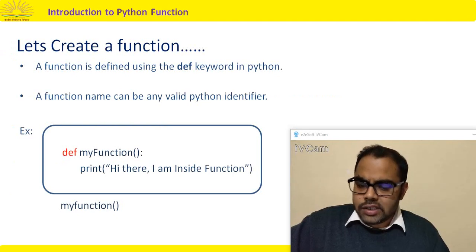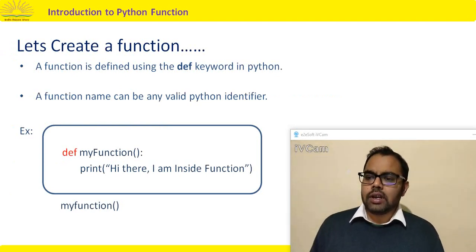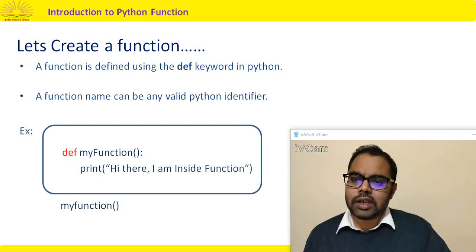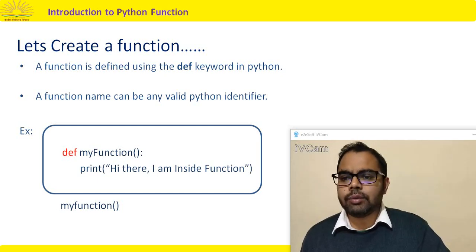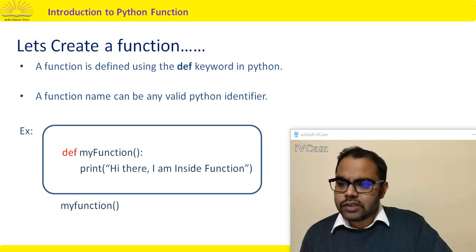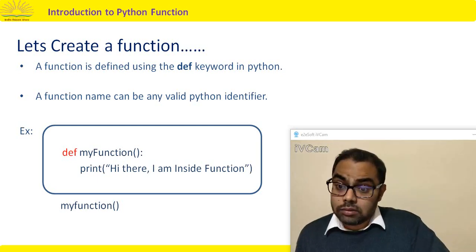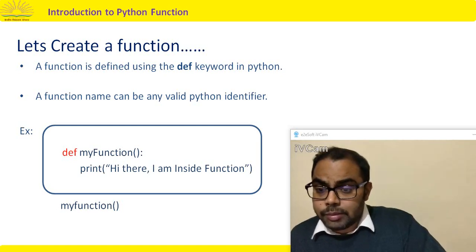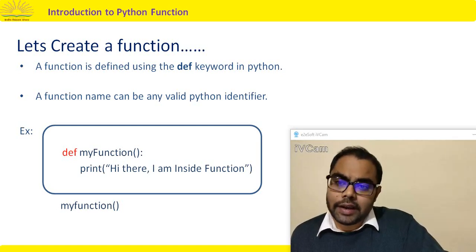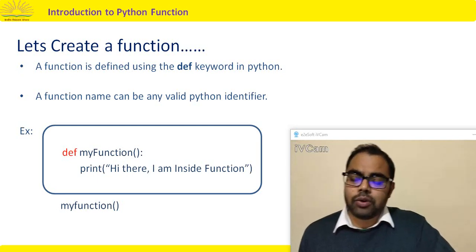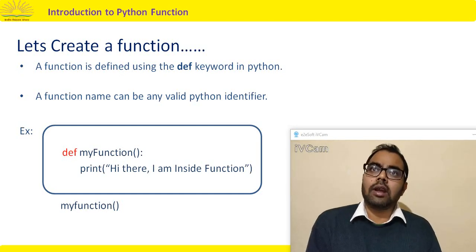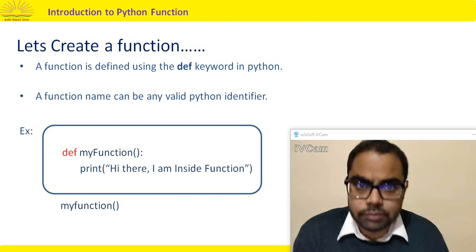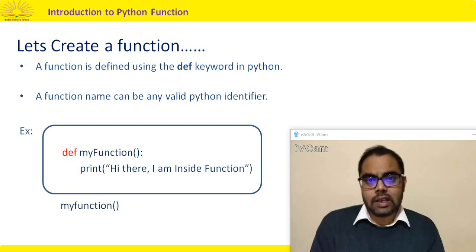Now let us try to create a function. To create a function in Python we use the keyword def, which stands for definition. So to create the definition of a function we have to use the keyword def. You should remember that, like variables, functions also have a name. The identifier we use for functions follows the same rules of Python. That means whatever the rules for a basic identifier in Python, the same rules apply for functions also.